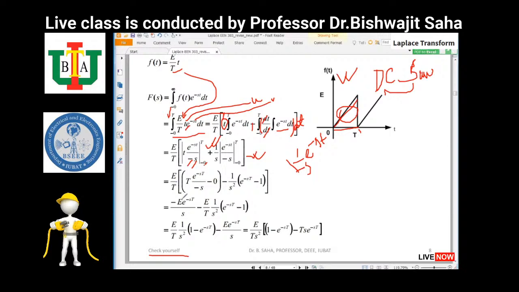After that, rearranging again, we found minus e to the power minus st divided by s minus 1 over s square e to the power minus st minus 1. This is the Laplace transform of the sawtooth wave signal. You can rearrange from there again however you want, it doesn't matter. This is the one cycle sawtooth wave Laplace transform.